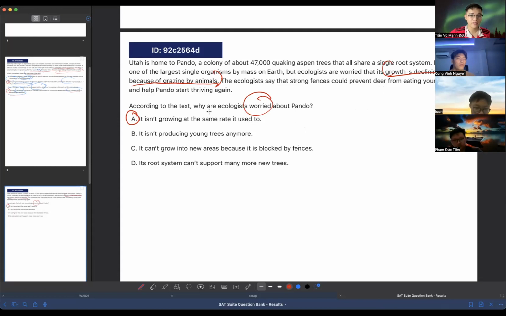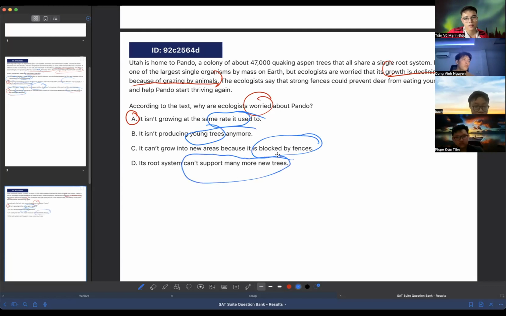And let's apply the way that we read the options, like we have just learned, splitting questions. It isn't the same rate. Young trees can't grow because they're blocked by fences. Roots can't support any more new trees. Here, the only thing that makes the most sense is A, because this question is quite short.